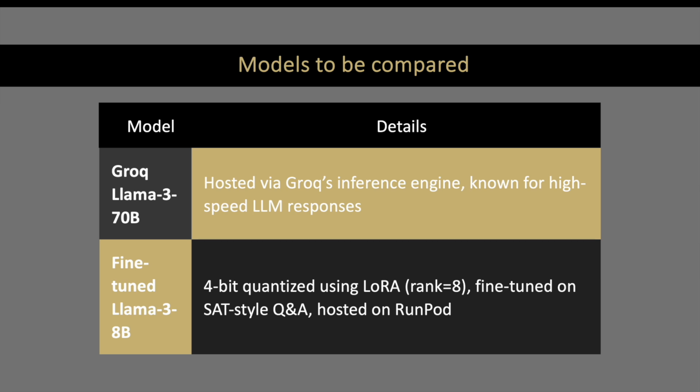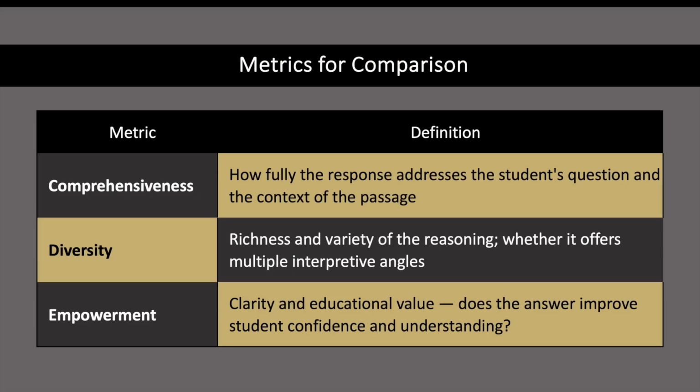Each prompt and user query was passed to both models, keeping everything else like context, format, and history identical. We use GPT-4o as a neutral judge, instructed to compare both responses blindly and independently on 3 dimensions: comprehensiveness, diversity, and empowerment. Judging was performed using a Likert scale from 1 to 5 for each metric.